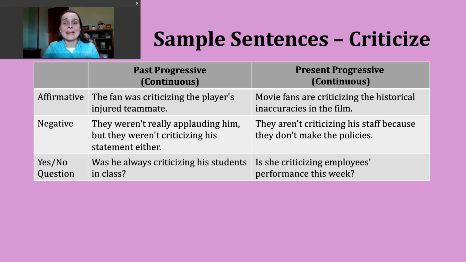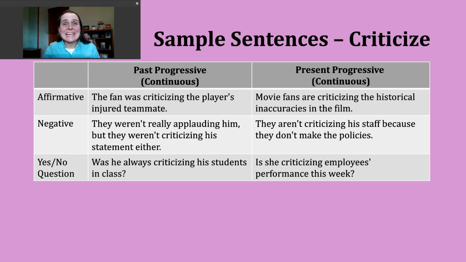So let's take a look at an affirmative example. We have movie fans are criticizing the historical inaccuracies in the film. So again, they're kind of pointing out those mistakes, saying this is what's wrong. And here the idea of criticizing, it's probably being done on social media. So on X, formerly Twitter, or maybe on Facebook or Instagram, something else, right? They're posting critical comments. That would be another way to think about that. So here we're describing an action that's happening right now, an action that is continuing.